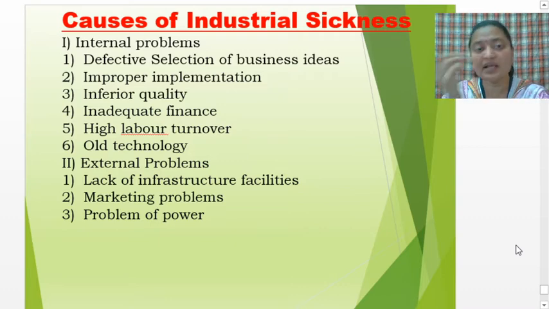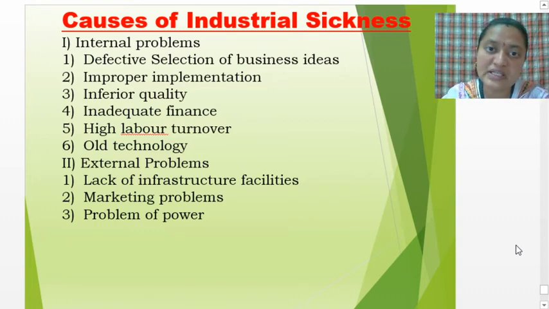So in that way, there are many reasons why the laborers or workers leave one company and go to another organization. That is called high labor turnover. If many laborers leave an organization and go to another company, what happens? Obviously the industry will incur a loss, or the industry will become a sick unit.